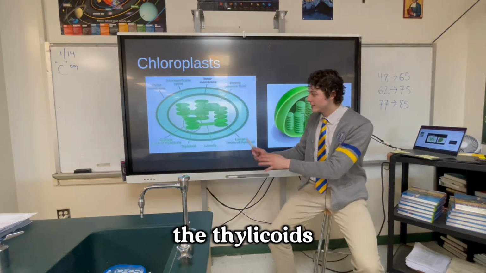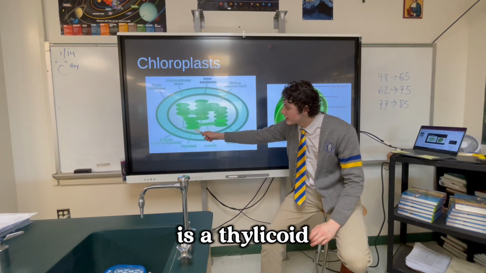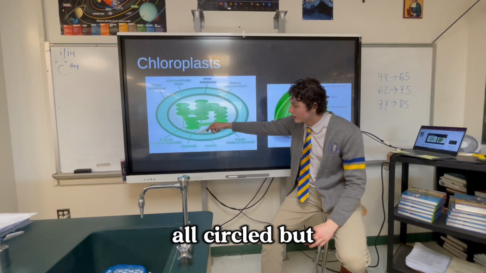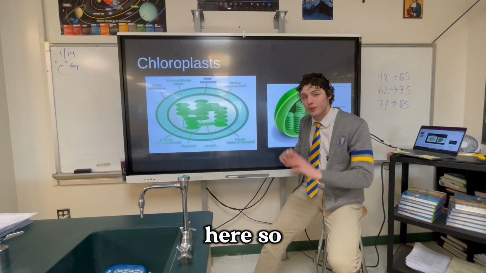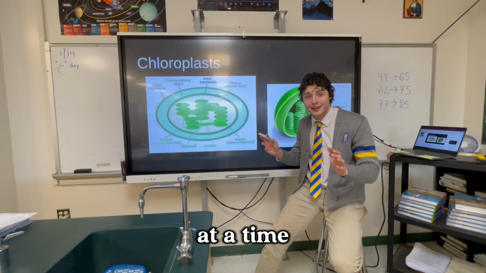So what's important is these thylakoids. One of these is a thylakoid membrane. I know they're all circled, but that's what's called a granum. But I know we're going a little fast here, so one thylakoid at a time.